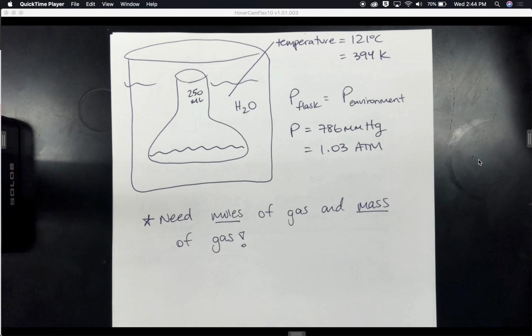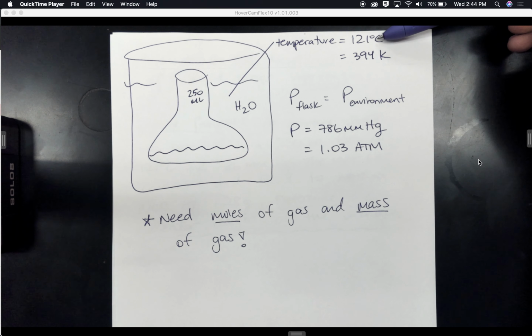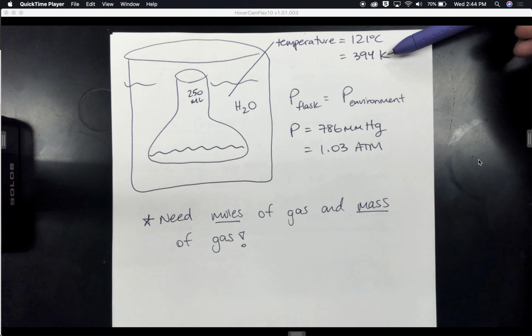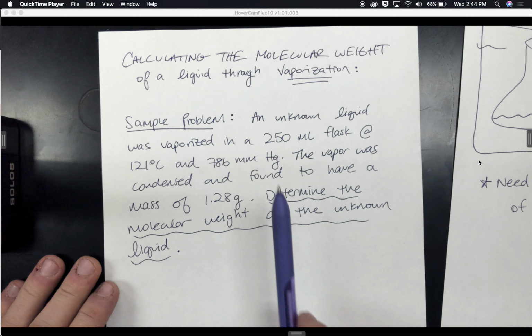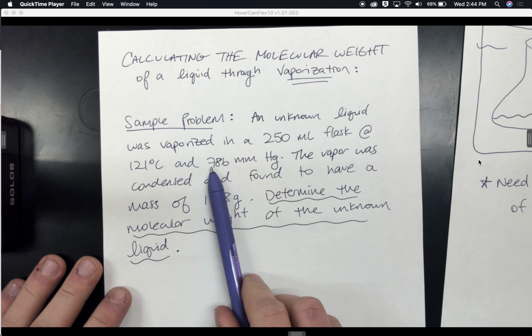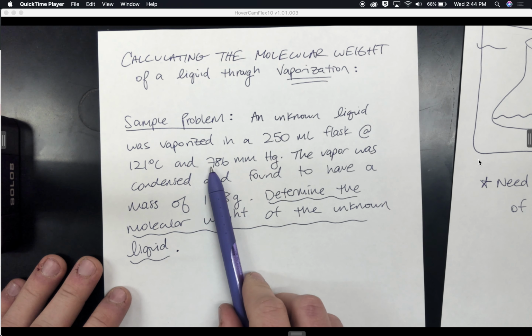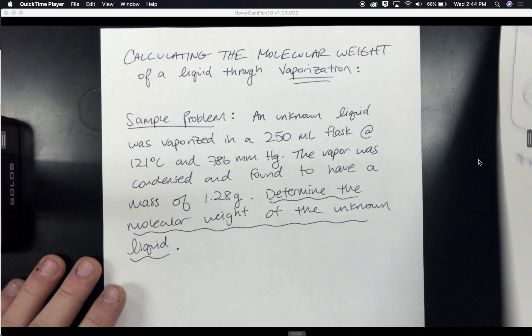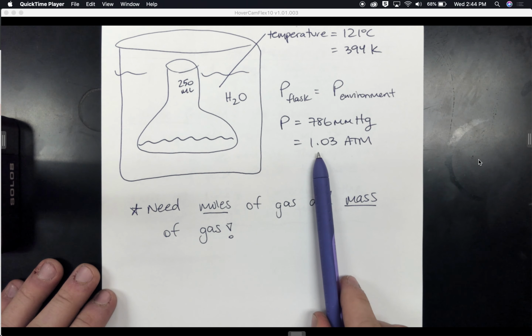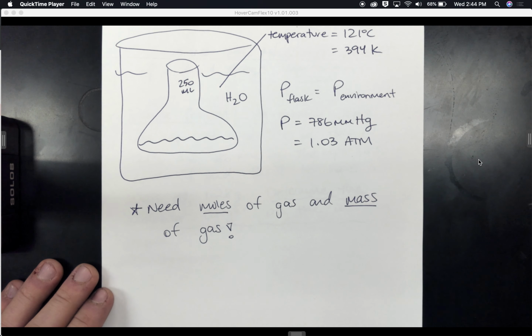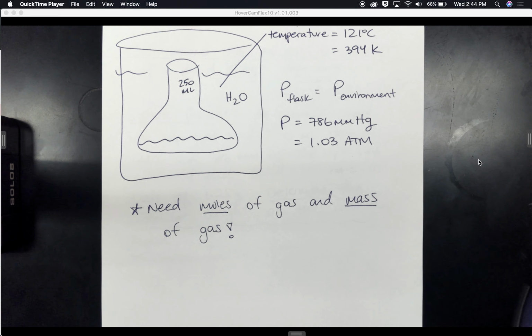Now, the question gave us the temperature of the water, 121 degrees Celsius. Since we're in our gas laws unit, we want to change that to Kelvin by adding 273. It also told us that the flask had a pressure of 786 millimeters of mercury. I went ahead and changed that to ATMs because we are going to need the ideal gas law.